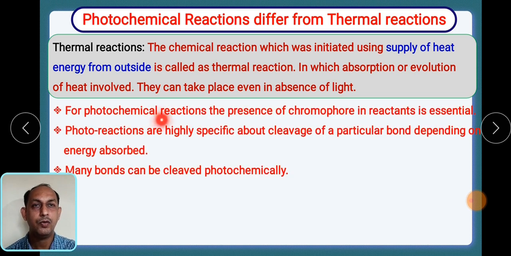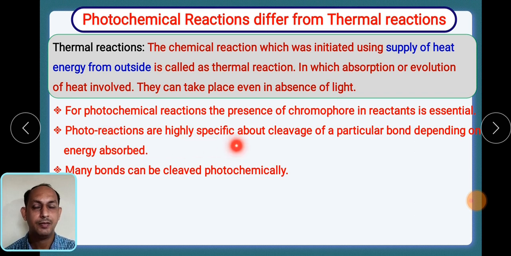In order to carry out a photochemical reaction, you must have the presence of a chromophore in the reactants. A chromophore is nothing but the functionality which is able to absorb light energy. That is a must in your reactants. So a chromophoric group is a must.